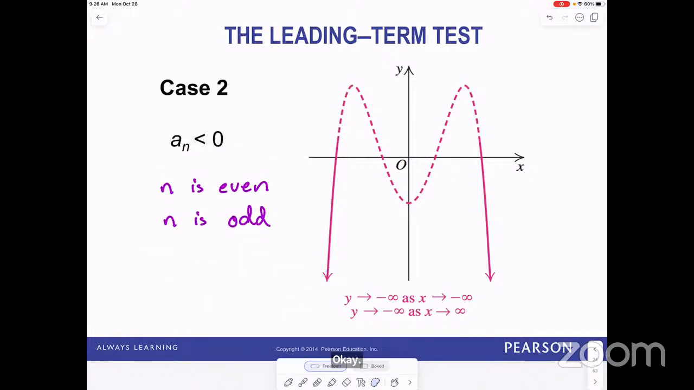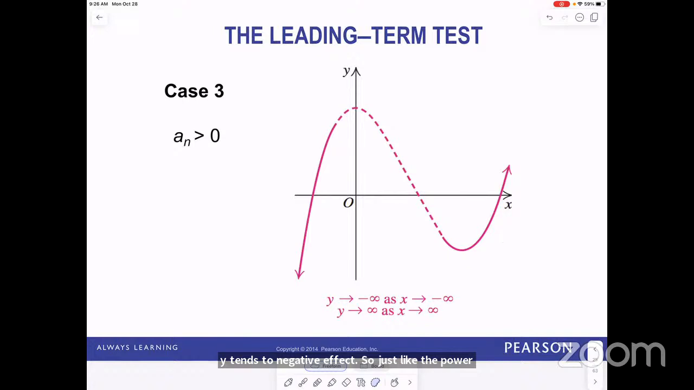Let's crop what we don't need. So now here n is even, and we have a negative leading coefficient. Negative leading coefficient means we go down to the right. When n is even, the other side does the exact same, so it's going to go down to the left, right? Again, this doesn't tell us anything about the middle, but we know as we go up to the far right, y tends to negative infinity. As we go up to the far left, y tends to negative infinity. Just like the power function. And then paste.